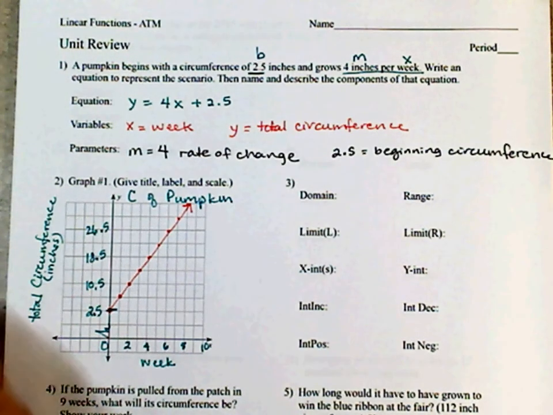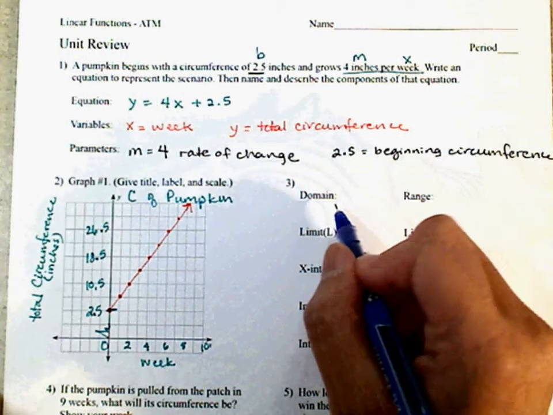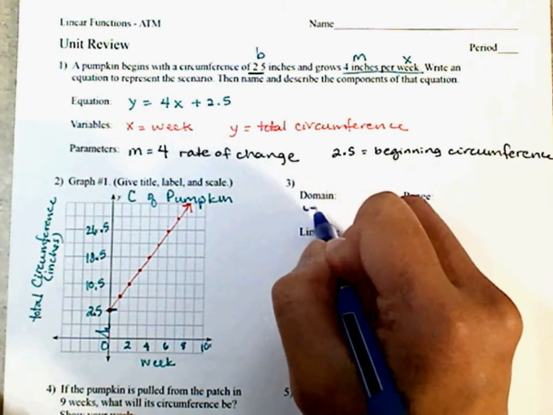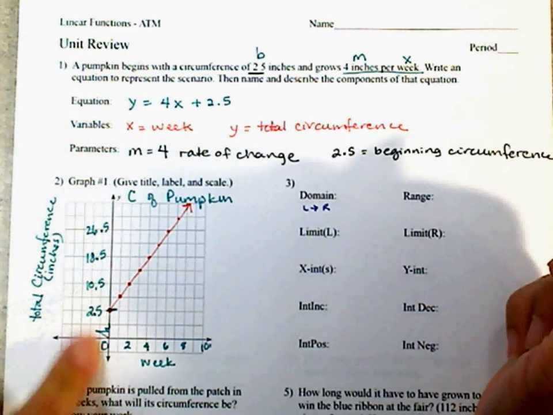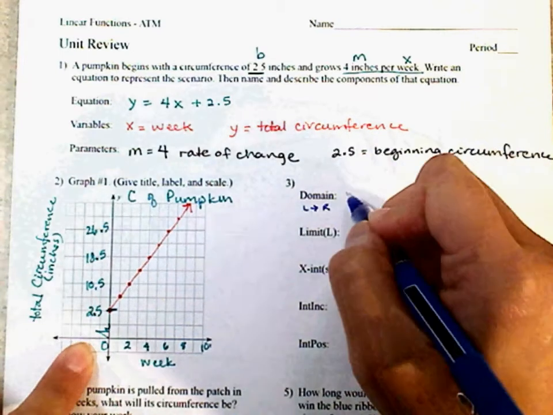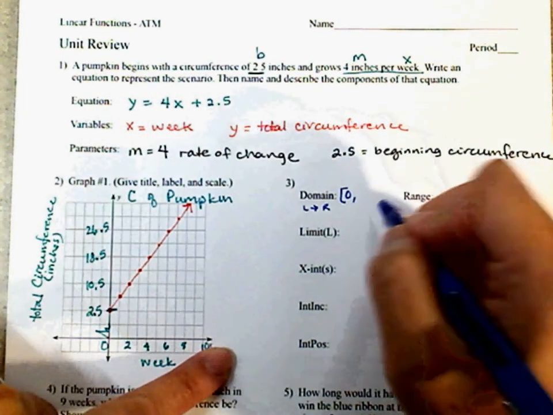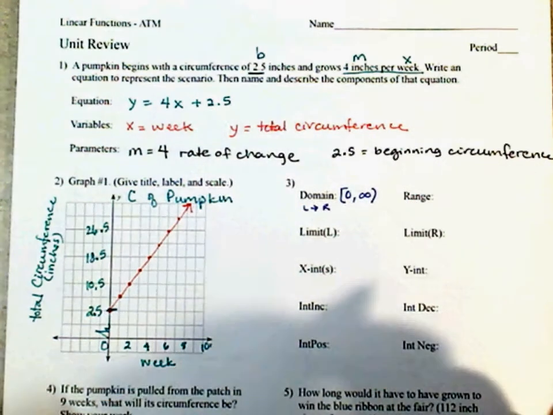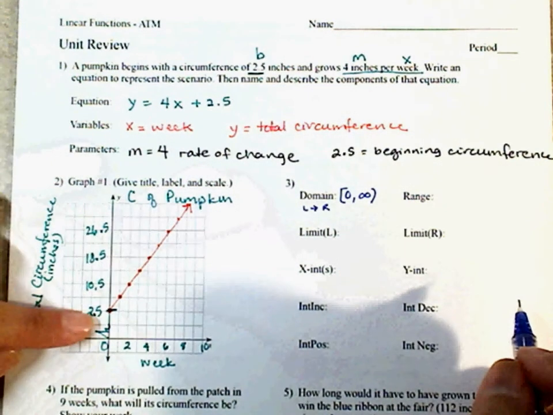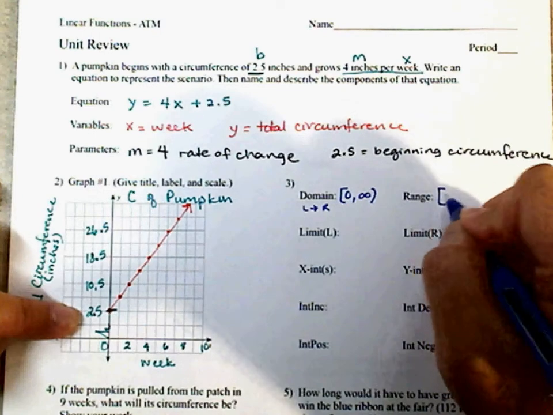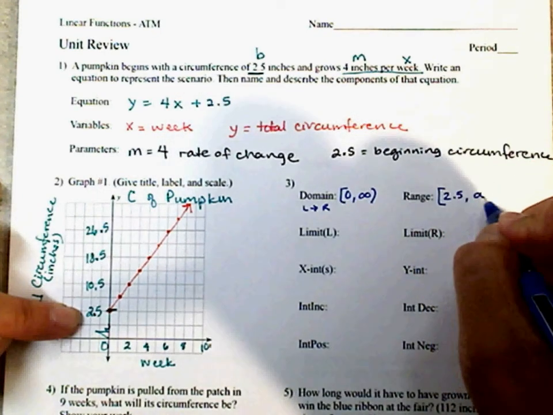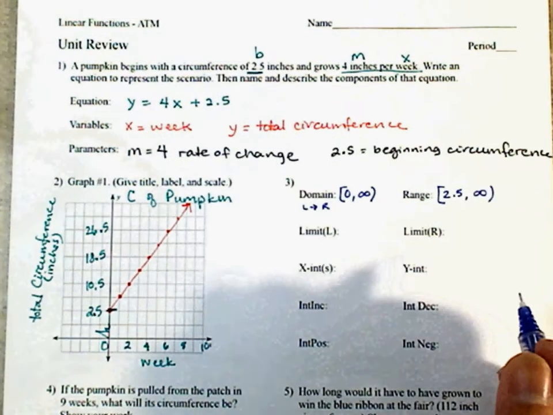Alrighty? Now, based on our information, let's take a look. Your domain goes from left to right. Far left. How far left did I go on the x value? 0 week. That's the beginning. It's going to continue all the way to positive infinity. Okay? Your range starts at 2.5. That's our beginning. And it's going to keep growing. We're going to set aside our limitation.